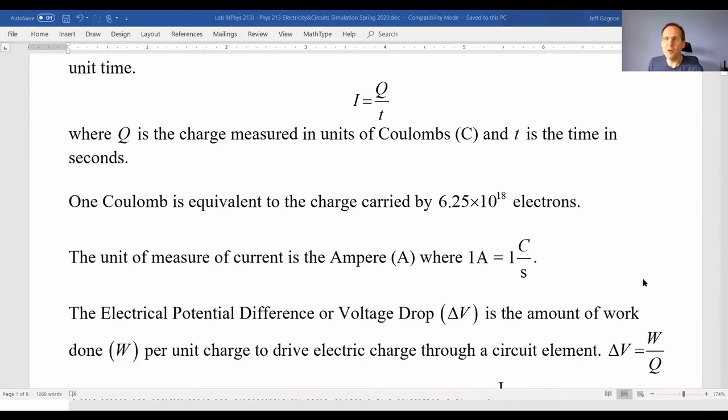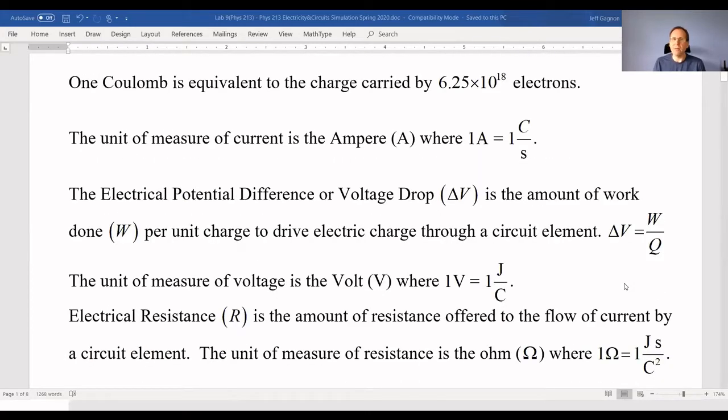That combination of coulombs per second, we give that a name, and you may have heard this name before. It's called an ampere or an amp. So current is measured in amps. Okay, so that's current, right? Amount of charge per time. The next definition is something called the voltage drop or electrical potential difference, or the electrical potential. It has different names, or sometimes people just say voltage. You can think of it as the amount of work done per unit charge to drive the electric charge through the circuit. Okay, so it's work done by charge.